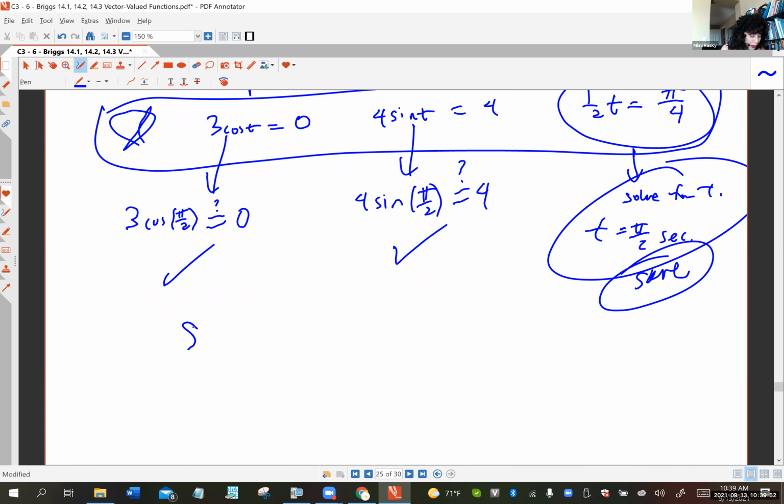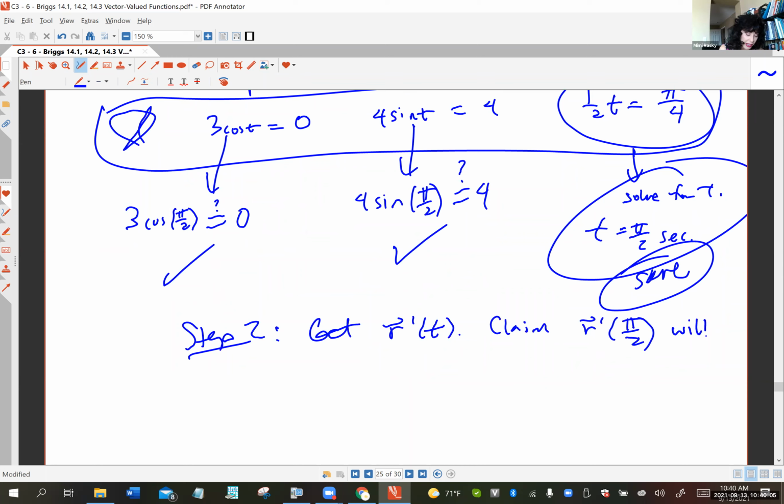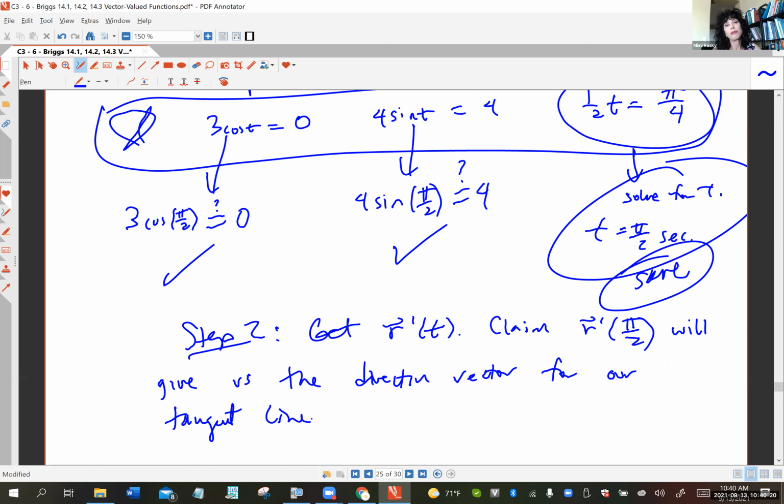Now, step 2 is we're going to get r prime. And the reason why we're claiming that r prime evaluated at pi halves seconds will give us the direction vector for our tangent line. And then we're going to be good to go because we'll have all the ingredients we need to get the parametric equations for that line. Yay, us.